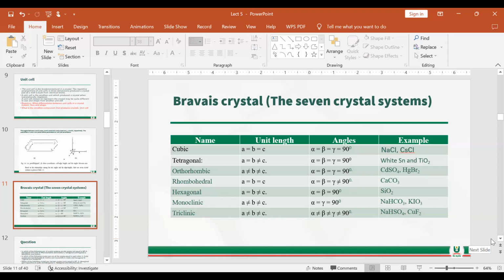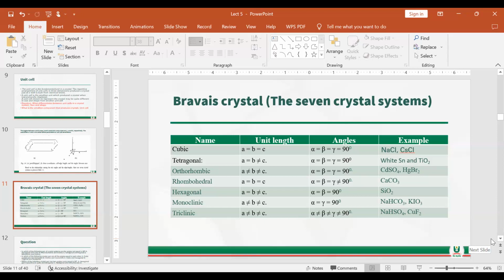In the tetragonal crystal, you can see a is equal to b, but it's not equal to c. That means 2 sides are equal, but one side differs from each of the other 2 sides. And the next thing about the angles for the tetragonal crystal is that all the angles are equal. Examples are white tin and titanium oxide. They are examples of tetragonal crystal.